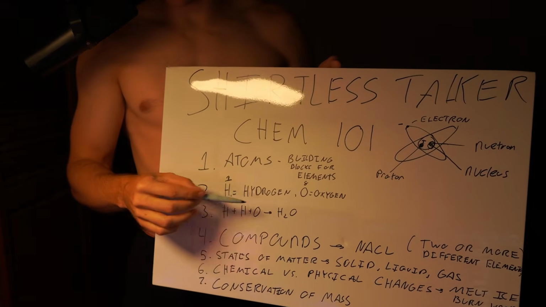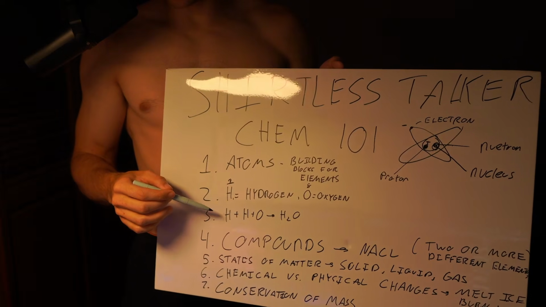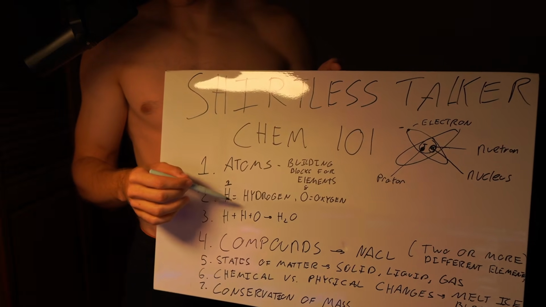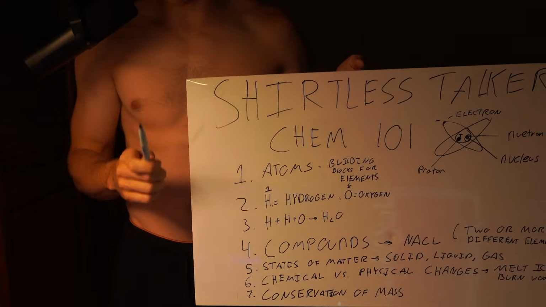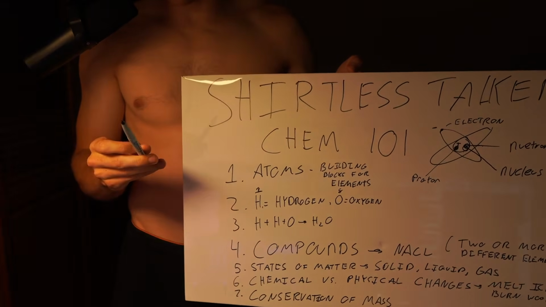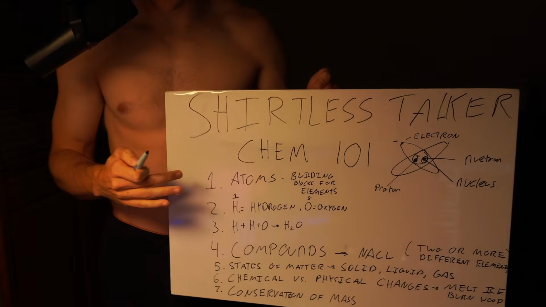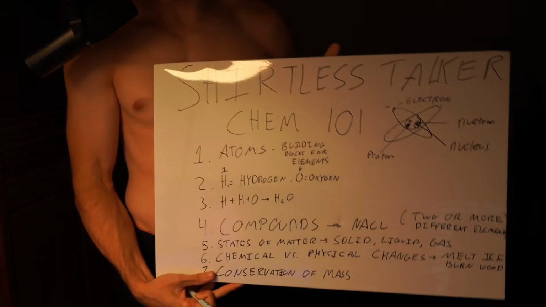Moving on to compounds. H2O is a type of compound because when you take a hydrogen plus a hydrogen and an oxygen, you get H2O. In other words, water. If you did not know that, it's okay. That's why this is Chem 101.